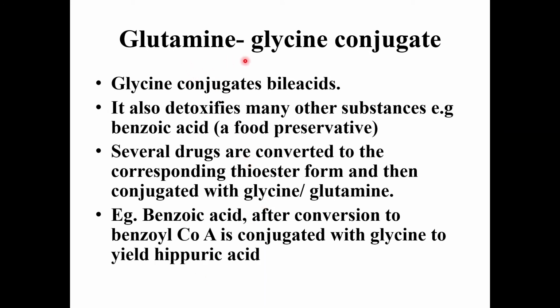Then next is glutamine glycine conjugation. So glycine conjugates the bile acids. It also detoxifies many other substances, for example, benzoic acid, which is a food preservative. Several drugs are converted to the corresponding thioester form and then conjugated with glycine or glutamine. For example, benzoic acid, after conversion to benzoyl CoA, is conjugated with glycine to yield hippuric acid.